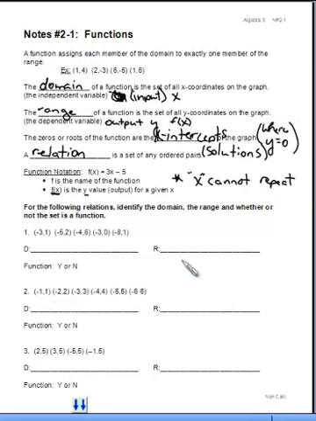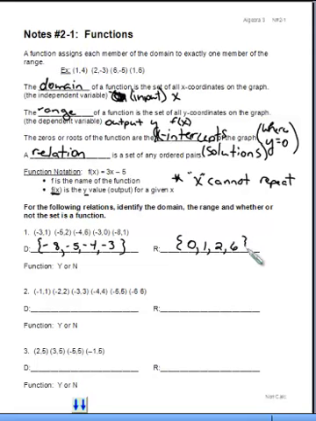Now, on these practice problems, for the following relations, identify the domain, the range, and whether or not the set is a function. So the domain is all the x values. You typically write them from least to greatest, and if they repeat, you only write them one time. So this would be -8, then -5, -4, and -3. The range is 0, 1, 2, and 6.